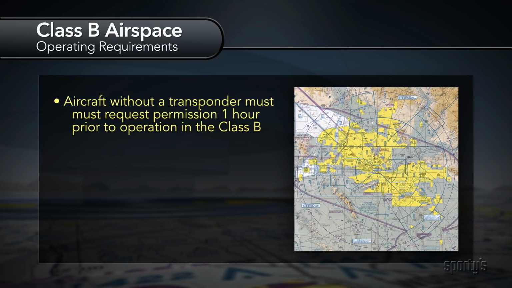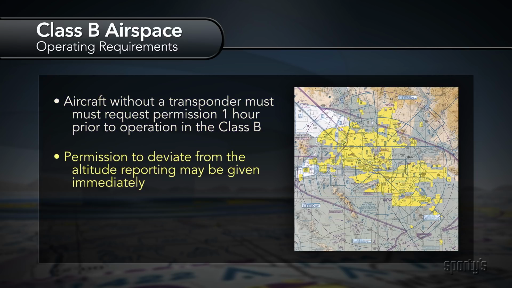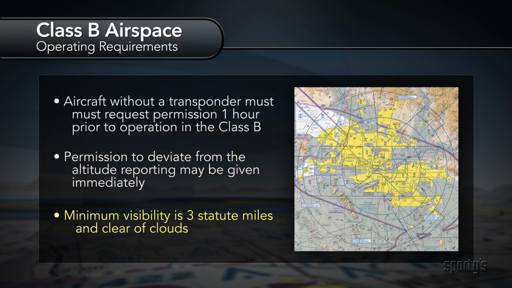First, an aircraft without a transponder may operate in Class B if the request for the deviation is made to ATC at least 1 hour prior to the proposed operation. Authorization to deviate from the altitude reporting requirement may be given immediately. The minimum VFR visibility in Class B is 3 statute miles, and you must stay clear of clouds.